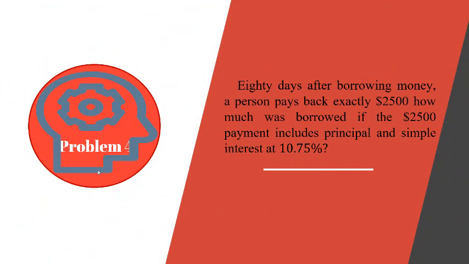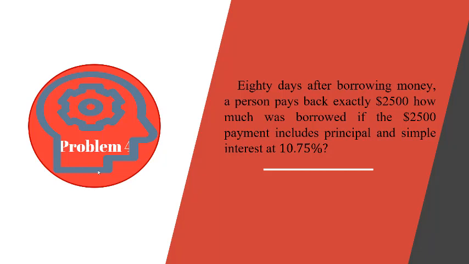Another example: 80 days after borrowing money, a person pays back exactly $2,500. How much was borrowed if the $2,500 payment includes principal and simple interest at 10.75%? Let's explain what we mean by includes principal and simple interest?